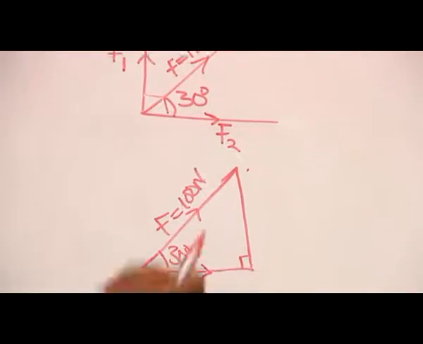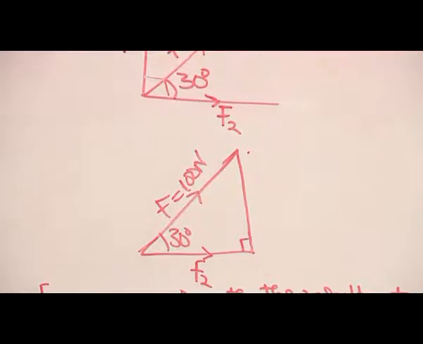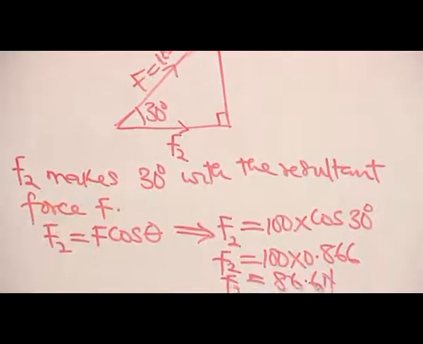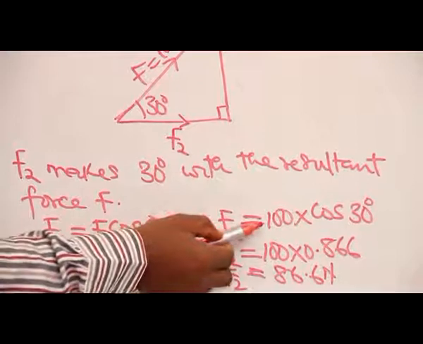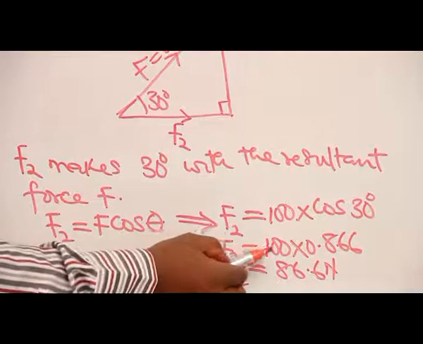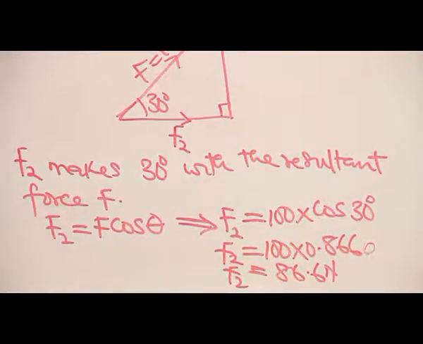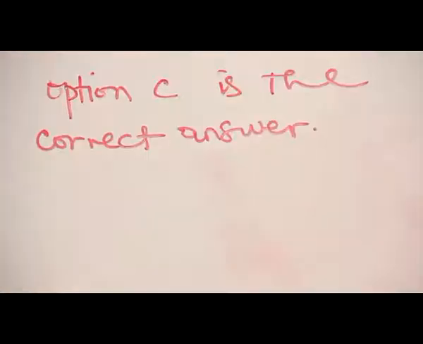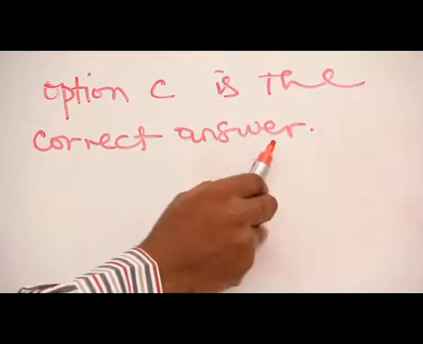Then we can use knowledge of resolution of vectors to get the value of F2. F2 makes 30 degrees with the resultant force F. Therefore, F2 equals F cos theta, which means F2 equals 100 times cos 30. F2 equals 100 times 0.8660. F2 will be equal to 86.6 Newton. Option C is therefore the correct answer.